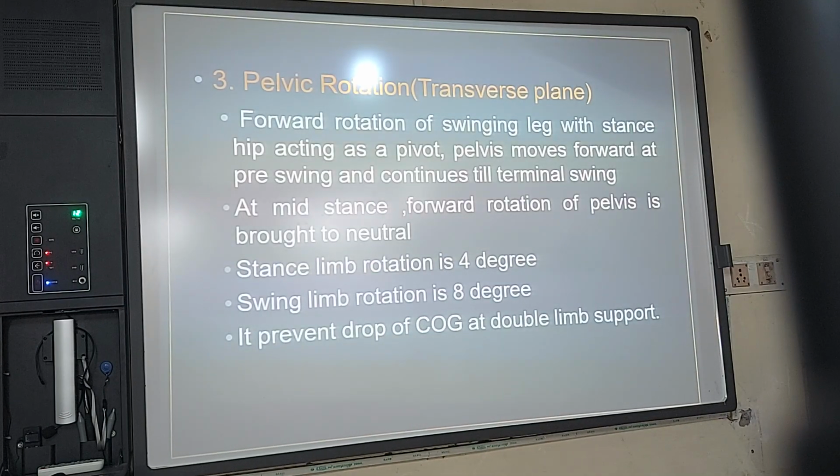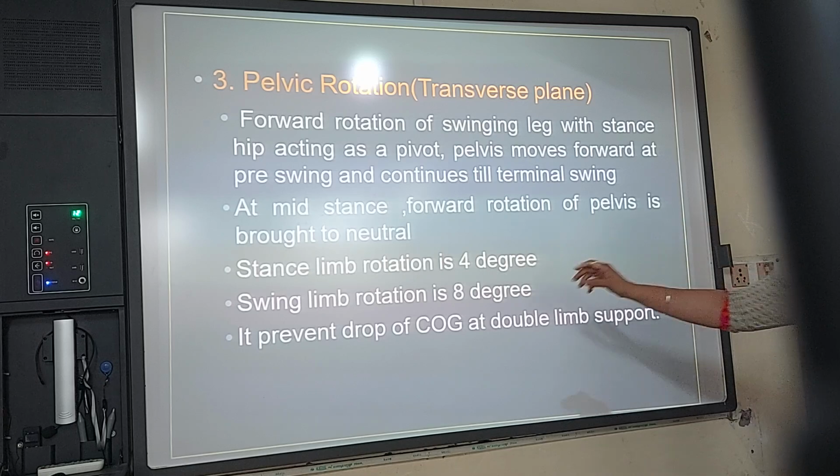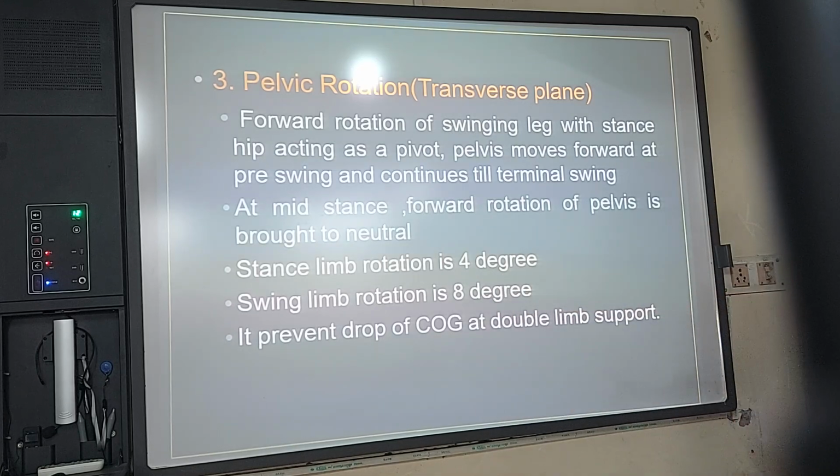That is when both the feet are on the ground, and it happens 3 times in the gait cycle. We will see this in an image. I got that image also in this PPT. So 3 times in the gait cycle, there is double limb support. So the stance limb rotation is only 4 degrees, whereas the swing limb rotation is 8 degrees. This is an important thing.